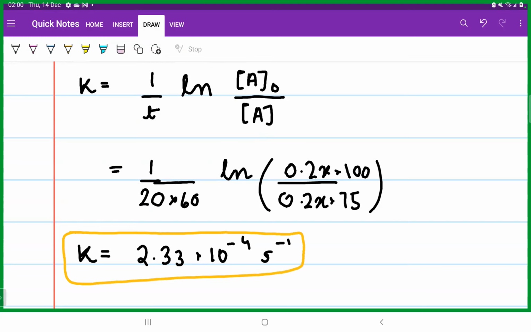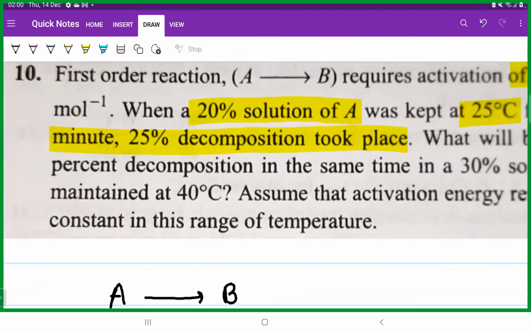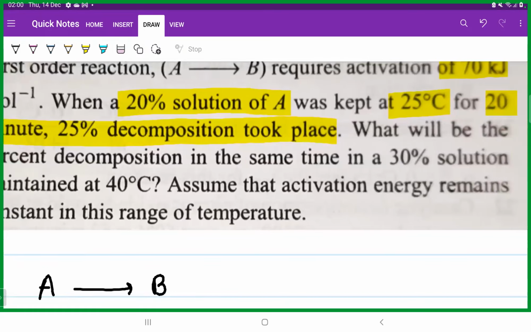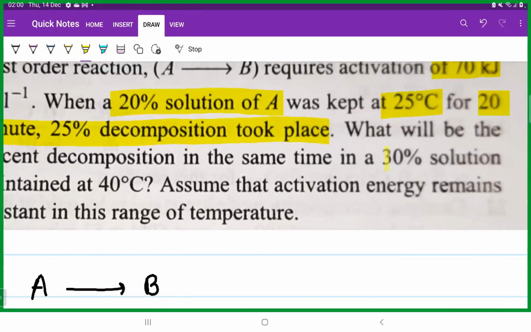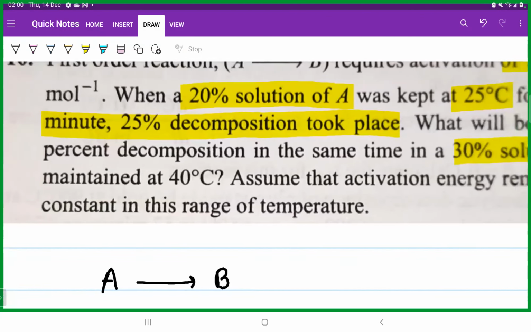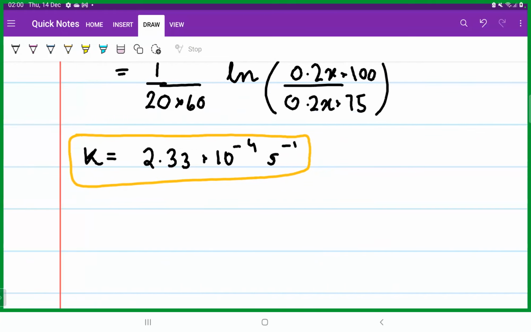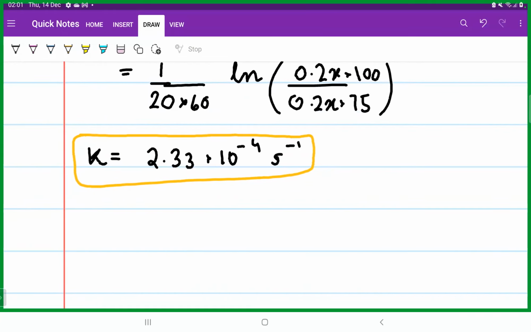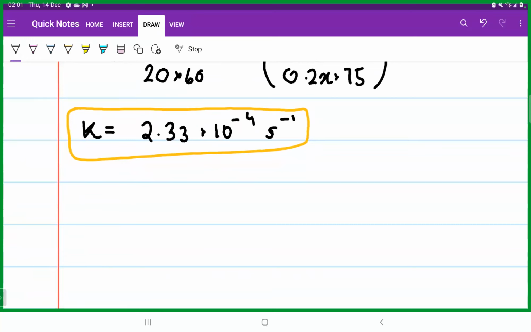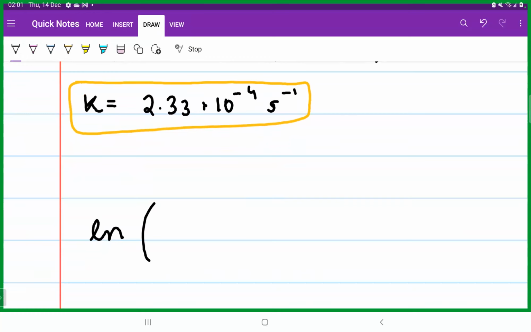Okay, now let's see what we have to find. What will be the percentage decomposition in the same time in a 30% solution? So we have been asked to find the alpha, the percentage decomposition in the 30% solution at 40 degrees Celsius. Okay, so the temperature has been changed this time round. So let's do one thing. Let's try to find the rate constant at 40 degrees Celsius. Okay, and for that we will use this particular formula. Because this rate constant, it is not constant at all temperatures, right?